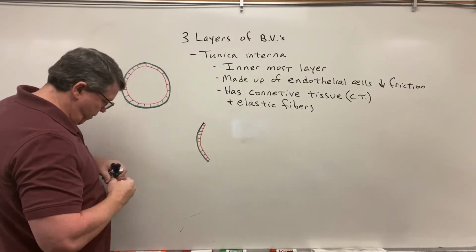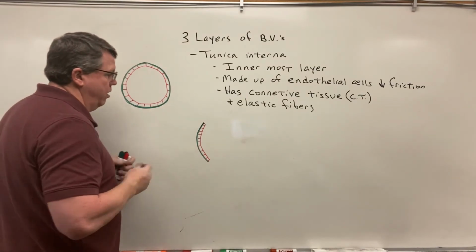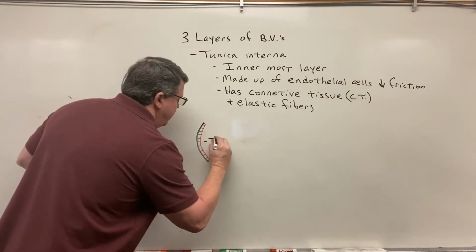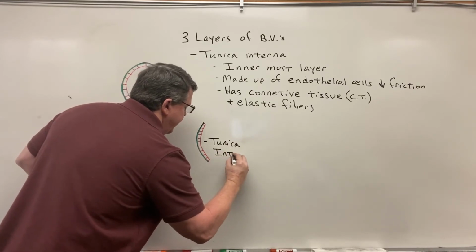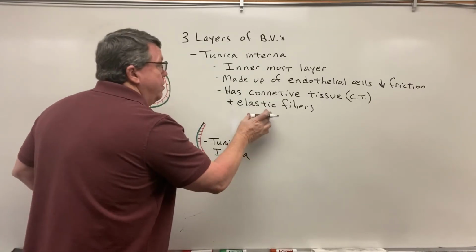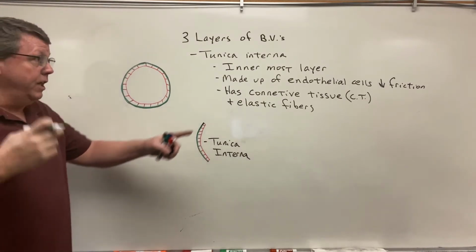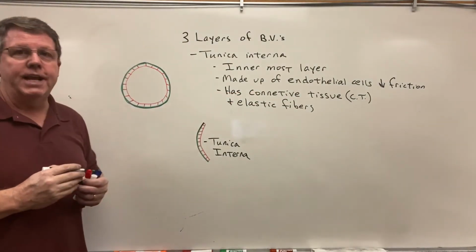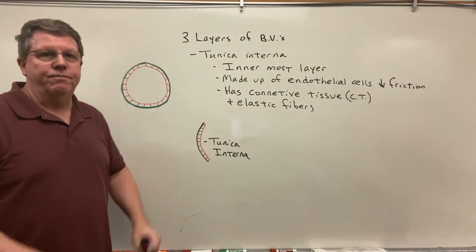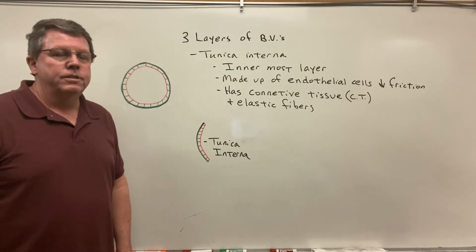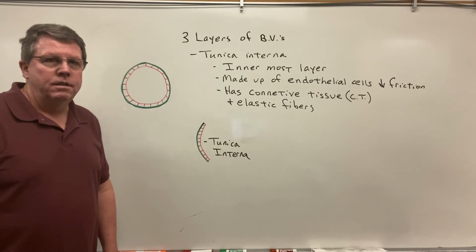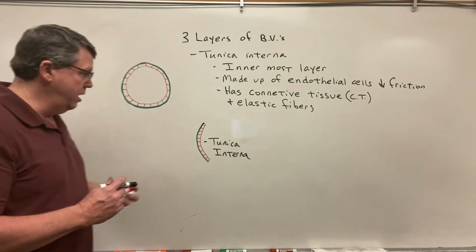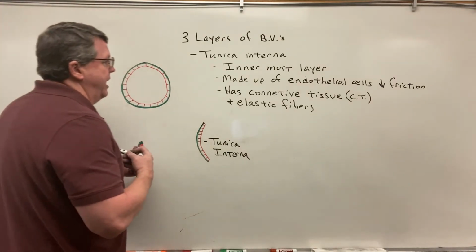Okay, so this whole first layer here, we are going to call the Tunica Interna. Okay, and again, the Tunica Interna is going to be made up of the endothelial cells and the connective tissue, and then there's some elastic fibers in there. Okay, thumbs down if you need more time. Okay, everybody looks good. So then we're going to do the next layer.